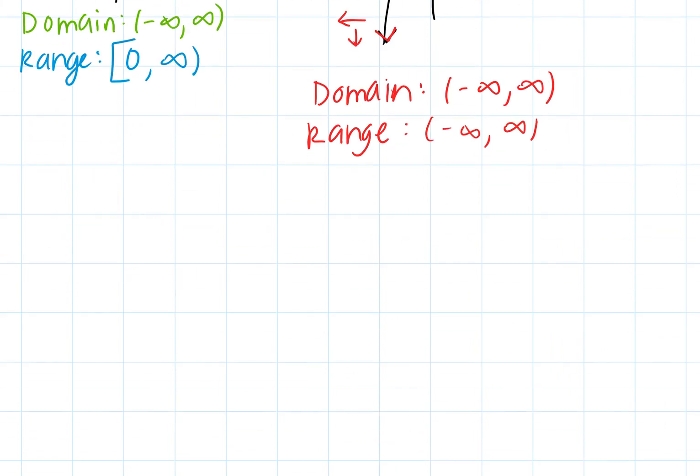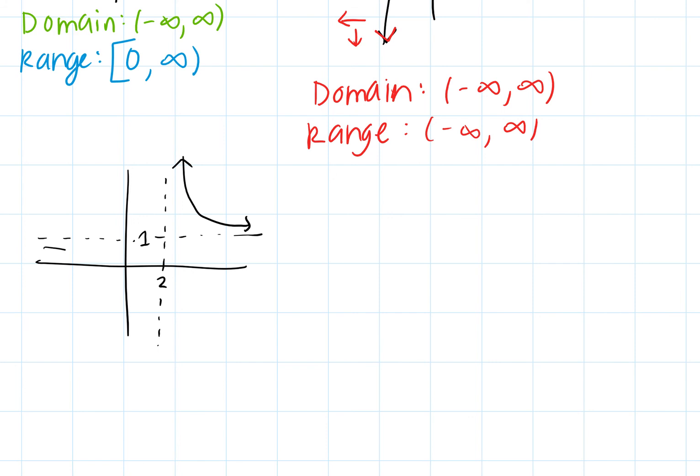Now, rational functions are, I think, a little bit more interesting. For example, let's say we have a rational function with a vertical asymptote at 2 and a horizontal asymptote at 1. Maybe it looks like this. It's got some intercepts, and it's, of course, getting closer and closer to the asymptotes as the function goes. Now, having a vertical asymptote at 2 means that 2 is not in the domain.